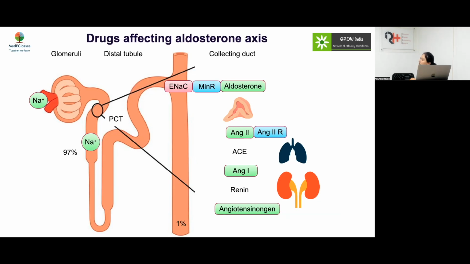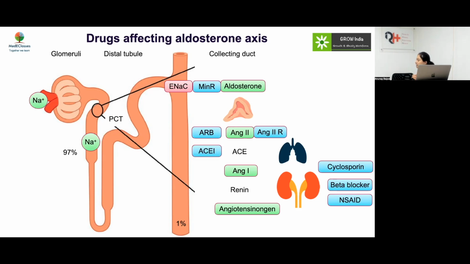Common drugs affecting the aldosterone axis may also result in type 4 or hyperkalemic RTA. Common drugs that may cause it are beta blockers, NSAIDs, and cyclosporin, which cause hyporeninism. Angiotensin receptor blockers, which basically act on the angiotensin 2 receptors. ACE inhibitors, which prevent conversion of angiotensin 1 to angiotensin 2. Heparin, which blocks the mineralocorticoid synthesis in the adrenal gland. Spironolactone, a mineralocorticoid receptor antagonist, and amiloride, which acts on the ENaC channel.